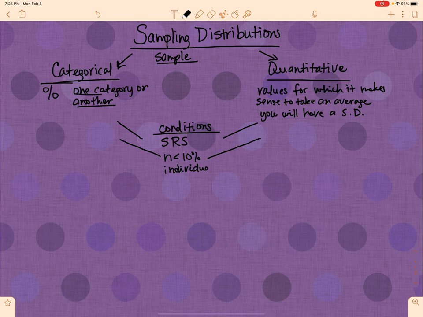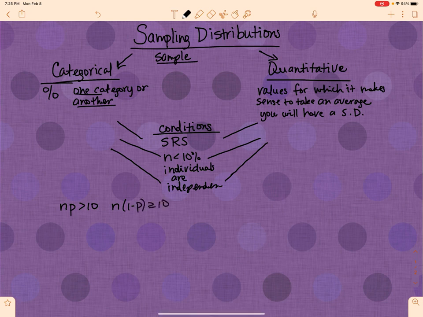Your individuals, as in people or items or whatever, are independent from one another. Those three conditions are the same. But the other condition that you have to have for categorical is the NP rules. Since you have categorical data that fits into one category or another, you have to have at least 10 in each category. So that's why we use NP rules.